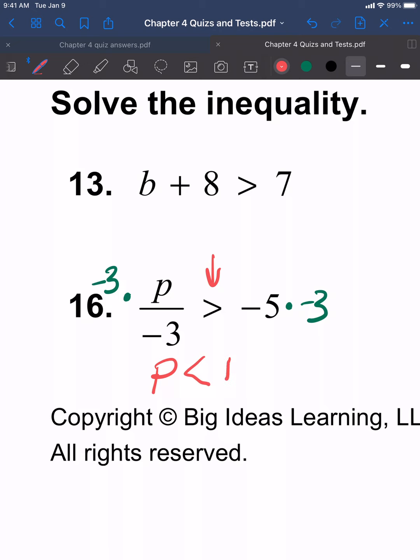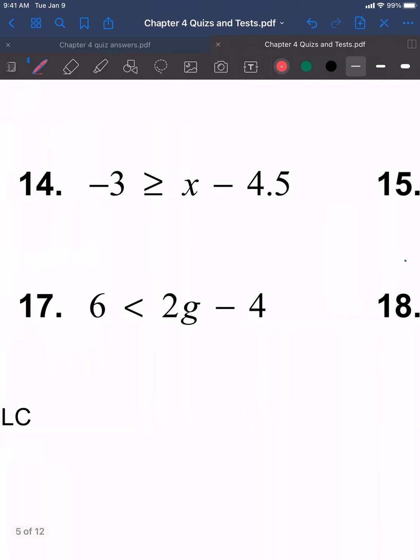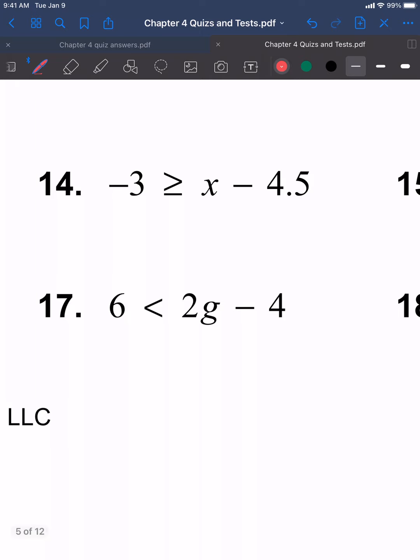15. I heard somebody say negative 15. Why is it not negative 15? Because there's 2 negatives. A negative times a negative makes a positive. And that's your answer. What was the big thing we needed to remember on this one? Flipping the sign. Okay, 17. Try it on your own.